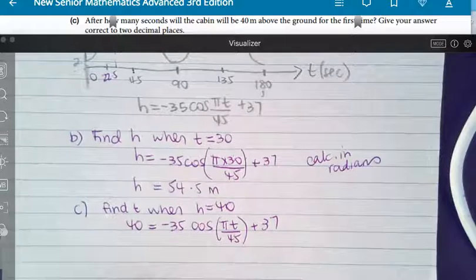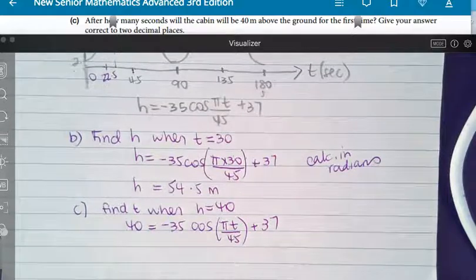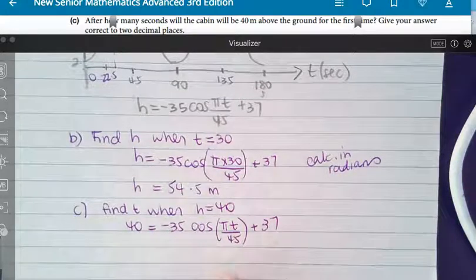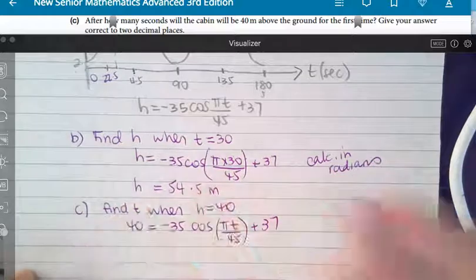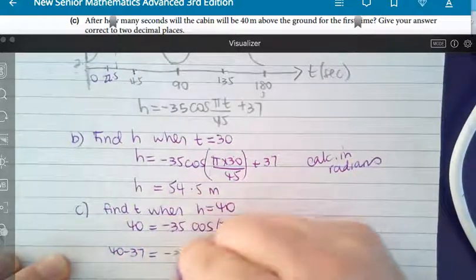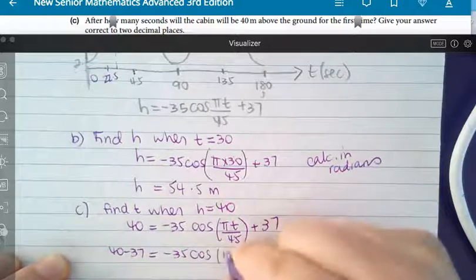Now, this is all that solving equations that we did in exercise 12.2. This is where it comes into practice. This is where it's applied. So how are you going to solve this? You've got some numbers on their own. What are you going to move first? The 37. So it's minus 37, isn't it? So what do you get? 40 minus 37 is 3, equals -35 cos pi t on 45.